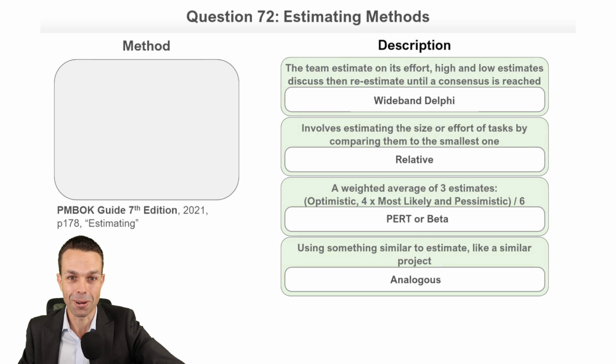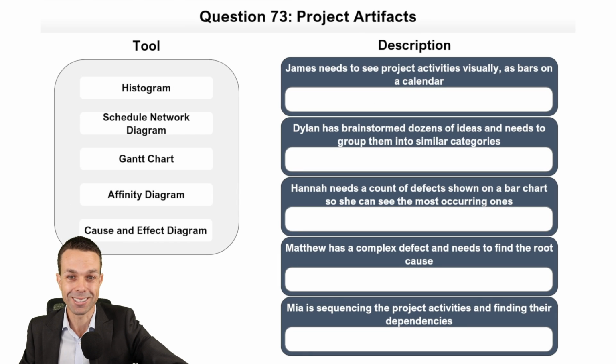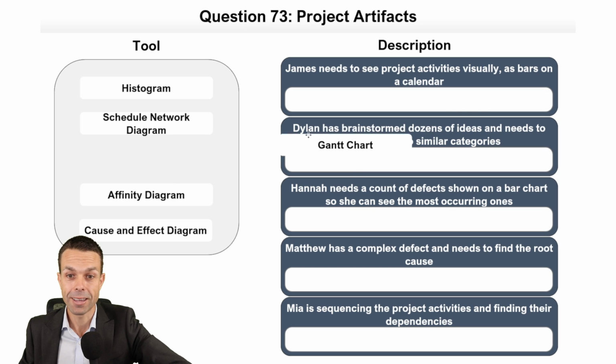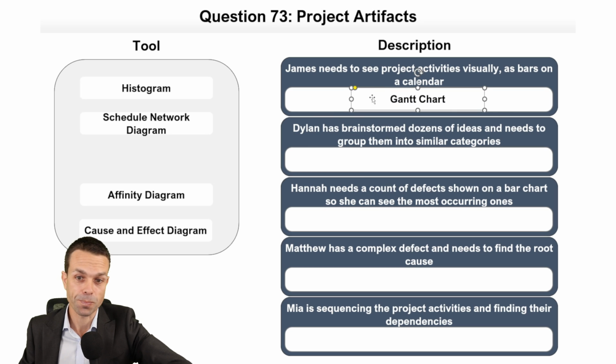How did you guys go with that one? All right, wonderful way to kick this one off. Really, really good job. James needs to see project activities visually as bars on a calendar. He is looking at a Gantt chart.